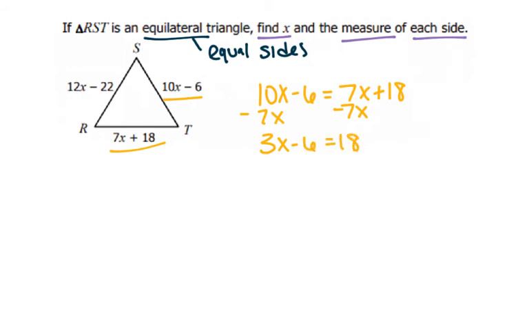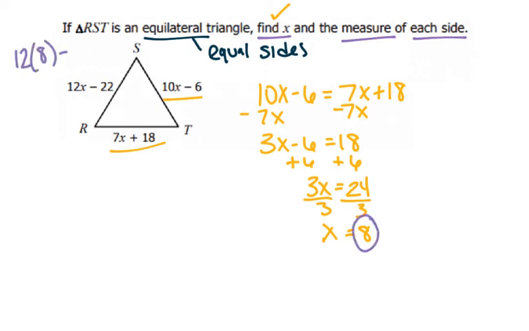And then I'm going to get rid of this minus 6. And then the last thing I'm going to do is get rid of the 3. So I got x equals 8. Check. I found only one part of this question because it also asked me to find the measure of each side. So I'm going to have to take this value 8 and plug it in everywhere I see an x.